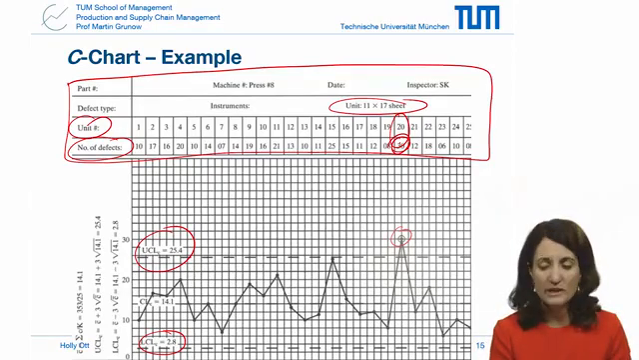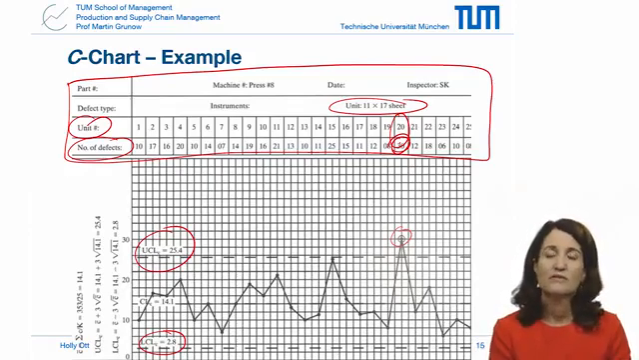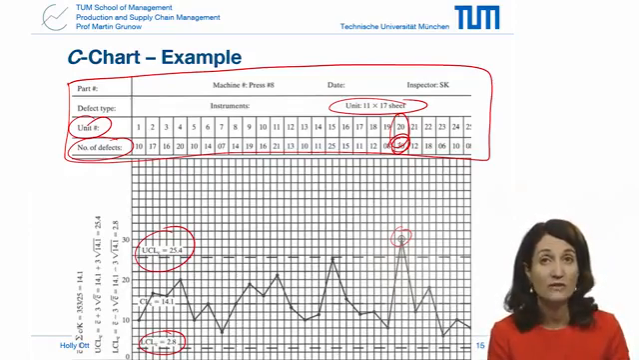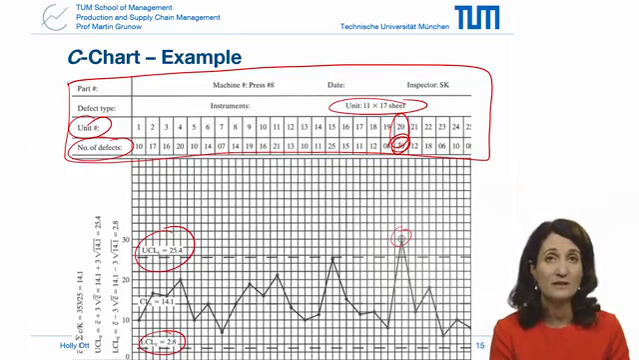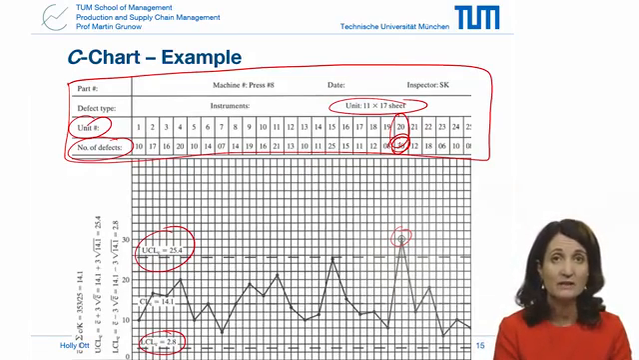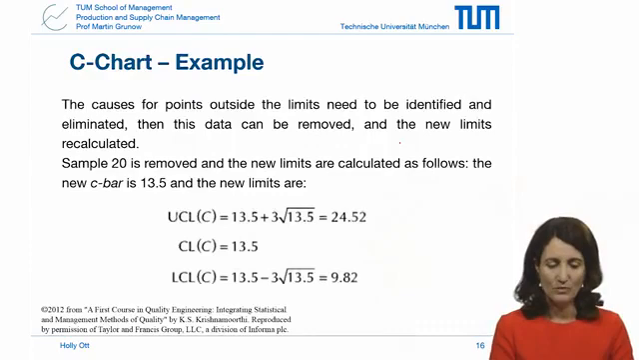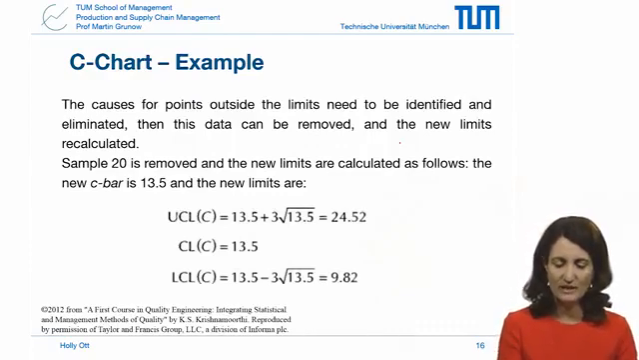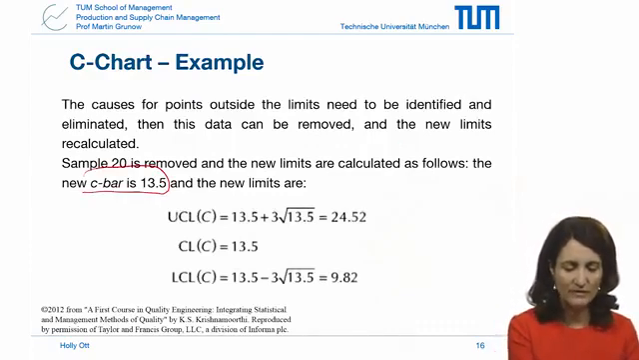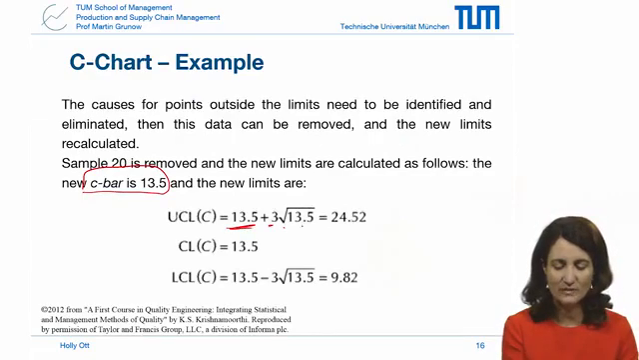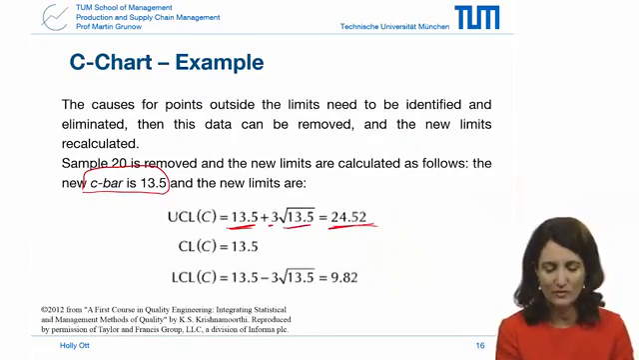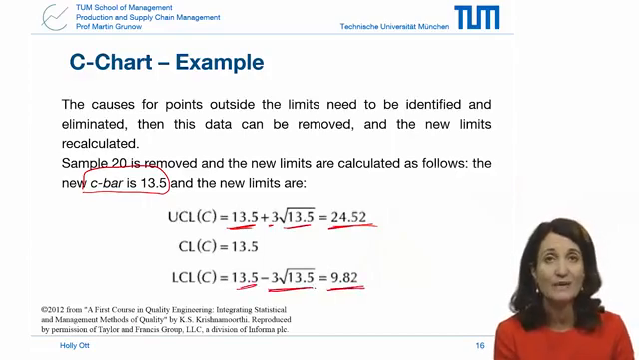So what we need to do is identify the cause, find out, remove the cause, make sure it's never going to happen again. Then we can remove the point from outside the limits and recalculate the limits, assuming, of course, that all the causes have been rectified. So sample 20 is removed, new limits calculated. We have a new C bar of 13.5, so 13.5 plus 3 times the square root of 13.5 is 24.52. Minus 3 times the square root of 13.5, you get 2.48.